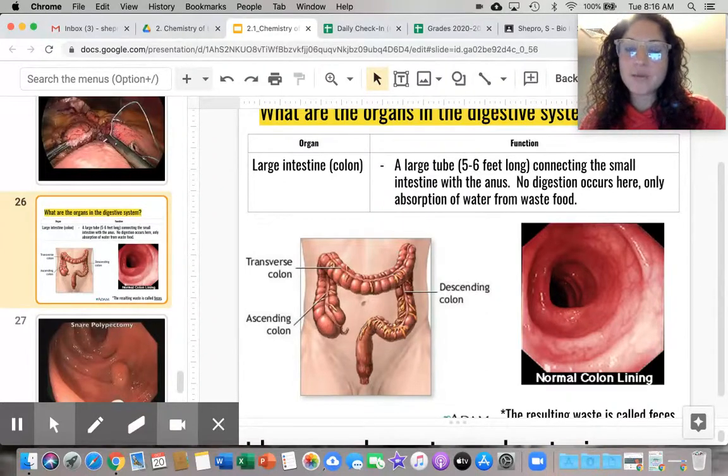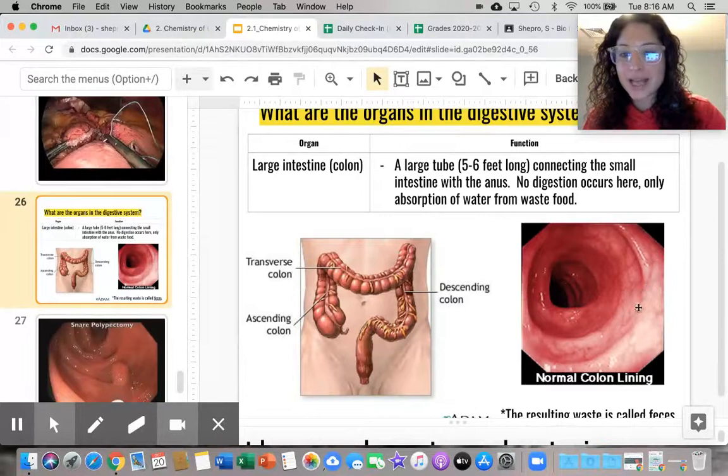They connect the small intestines to the anus. So remember, the anus is where the poop physically comes out of your body. No digestion actually takes place here, but this is where water absorption happens. So remember, your poop is supposed to be a solid waste. I know sometimes we have diarrhea and it's liquid waste. I'm going to ask you that question in a second. But we are creating solid waste. So the large intestine's job is to absorb the extra water from your feces before it comes out to make it solid instead of liquid.